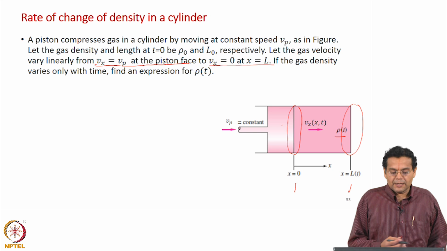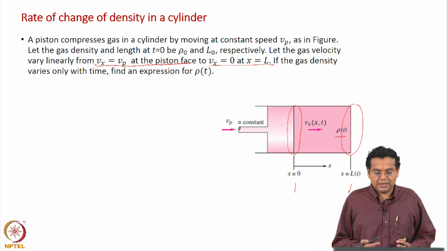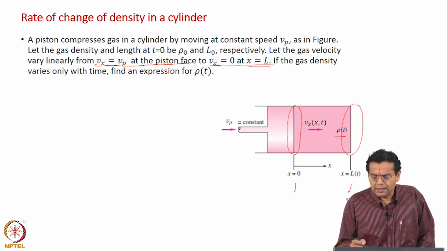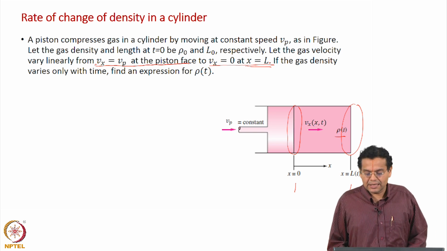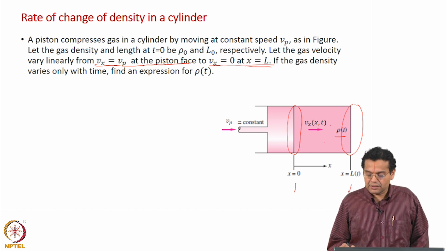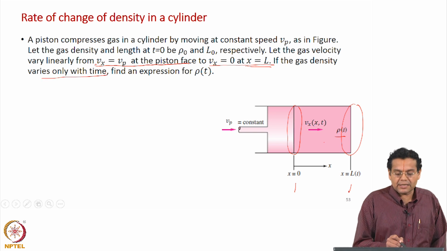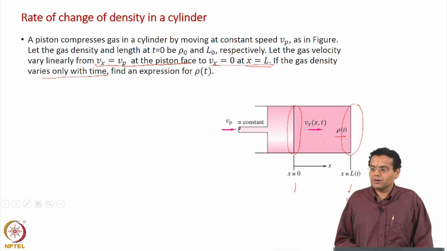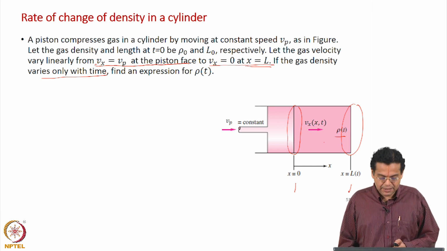That is why the conditions are V x equal to V p and V x equal to 0, and we are assuming it to vary linearly. Remember, x equal to L is because L is a function of time, we cannot say a fixed value. If the gas density varies only with time, what does that mean? In the cylinder, we are assuming density to be constant throughout the volume. So, that is why gas density varies only with time. Find an expression for rho of t. How does the density vary as a function of time? We are not accounting for spatial variation.